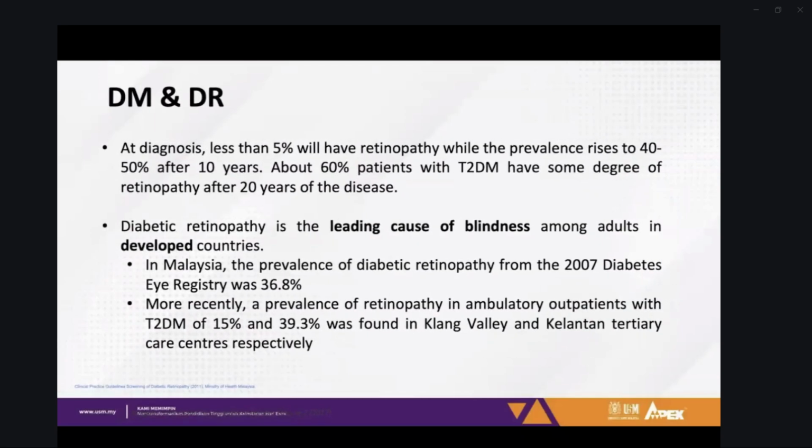Okay. At diagnosis, less than 5% of patients with diabetes will have retinopathy, but after 10 years, the prevalence will increase up to 40 to 50%, and within 20 years, about 60% of patients will have some degree of retinopathy. So diabetic retinopathy is a well-known leading cause of blindness in developed countries, and in our country, Malaysia, the prevalence of diabetic retinopathy from the diabetic eye registry in 2007 is about 36.8%.